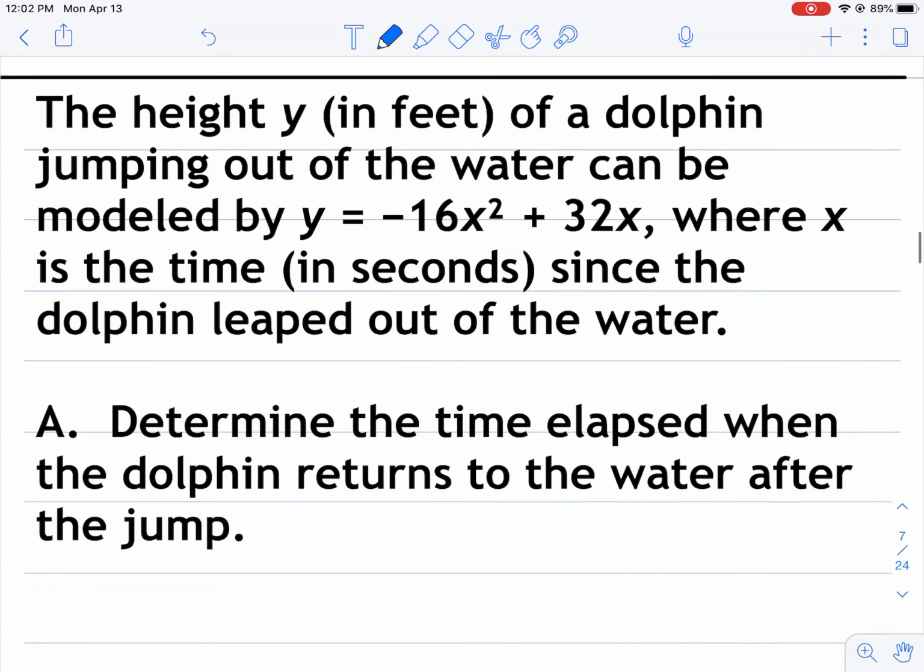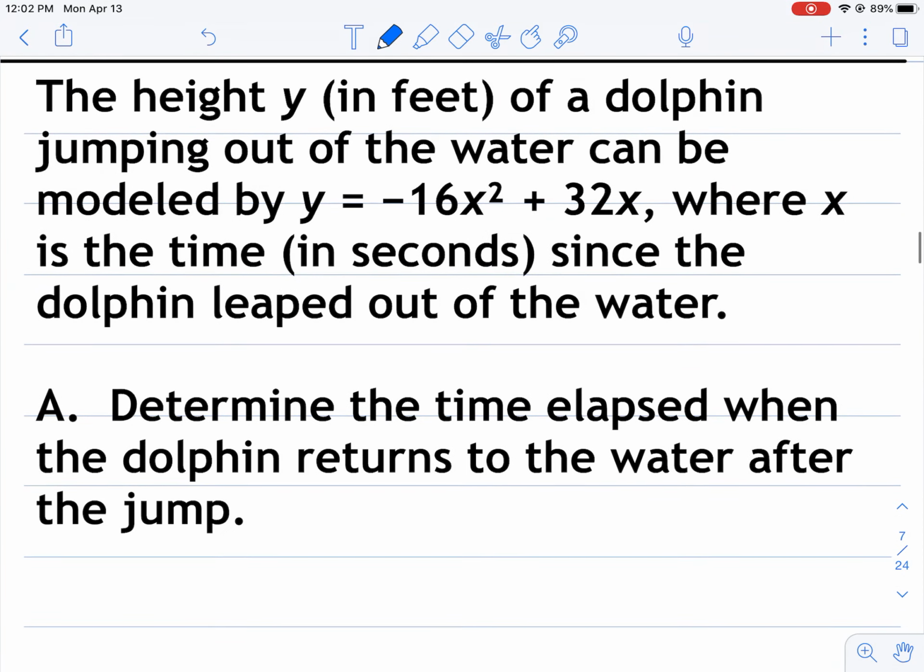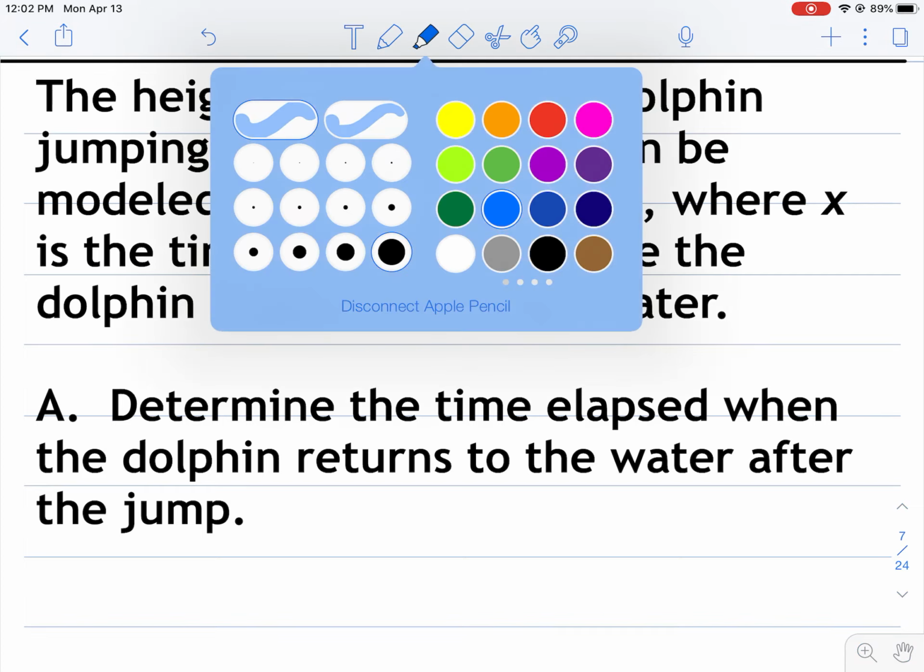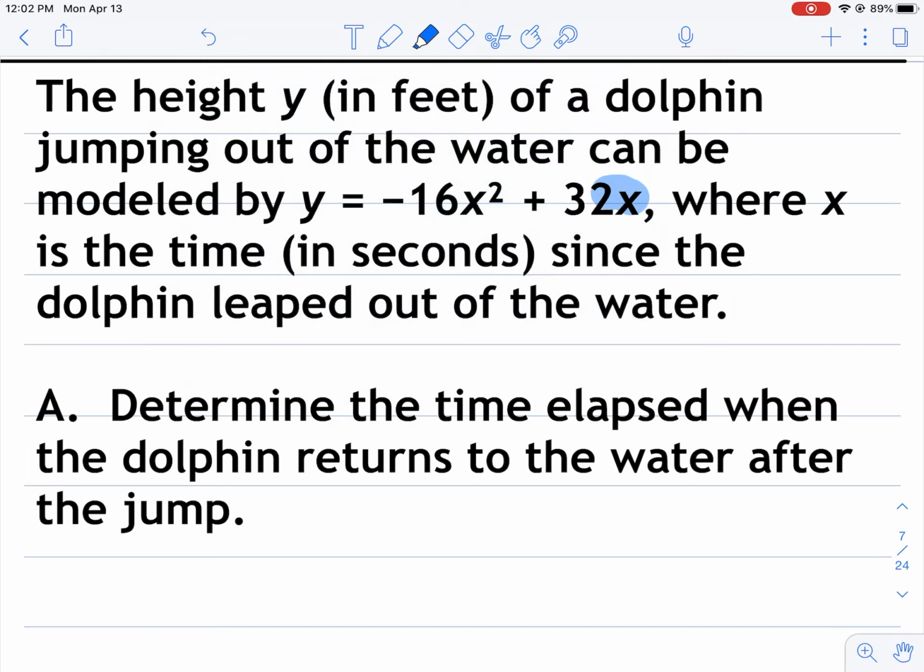Okay, we are down to our last problem for this video. It is a word problem. So we're going to talk about the word problem, and then we're going to solve it. Okay, so I'll give you a chance to read it. Mark the text if you want to. I'm going to highlight the equation here, because that's going to become very important in what we're about to do. So I'm going to get it going here.